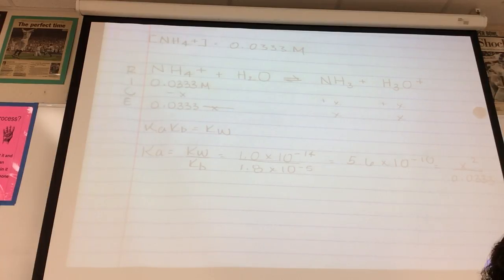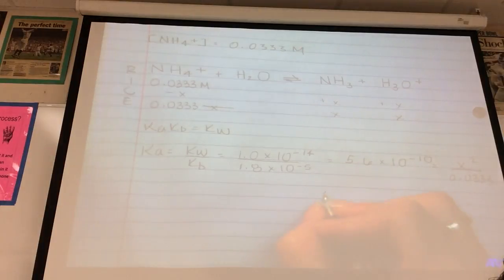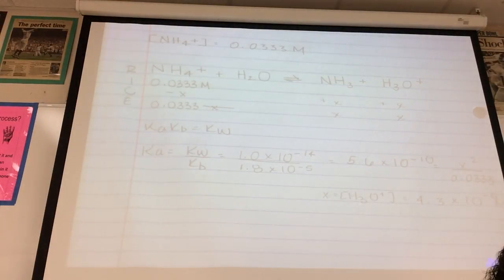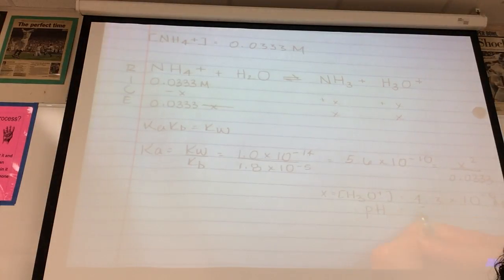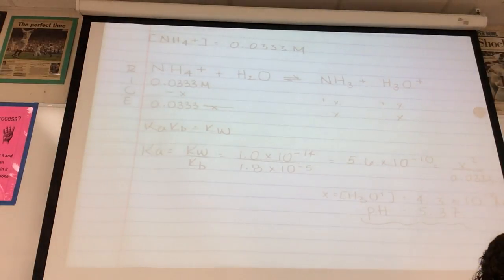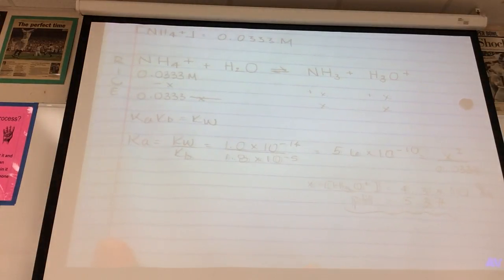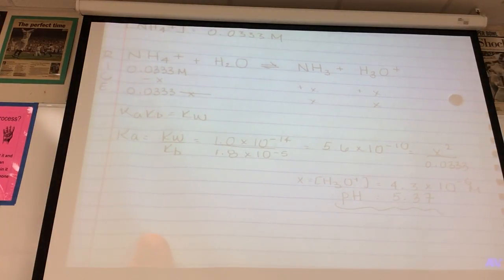And now we're going to take the square root of that product. x, which is equal to the hydronium ion concentration, is 4.3 times 10 to the negative 6 molar. And the negative log of that is going to be 5.37. And I think the equivalence point type pH questions are most likely what they will ask you. So be comfortable there.